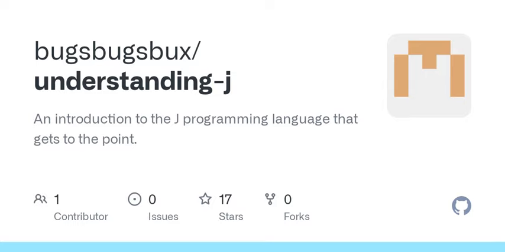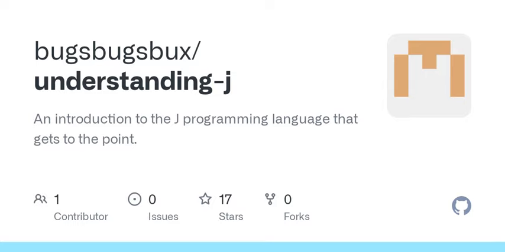J emerged as a response to APL, a language popular for its concise expressions and powerful array manipulation. What's interesting about J is that it switched from APL's custom symbol set to ASCII characters. This makes it more accessible, as it uses familiar symbols to perform complex operations. If you've ever felt overwhelmed by cryptic symbols in programming, J might be a fresh breath of air.